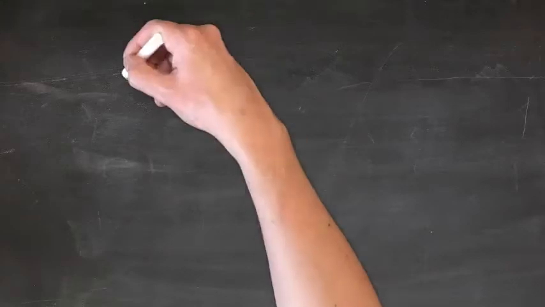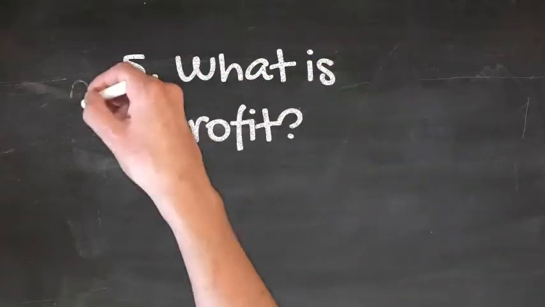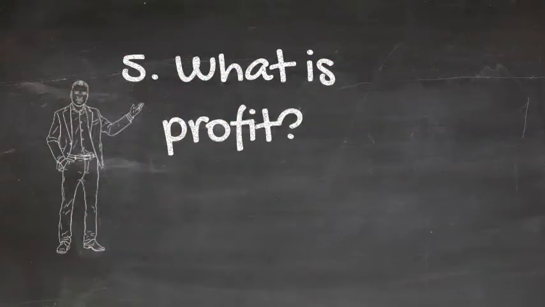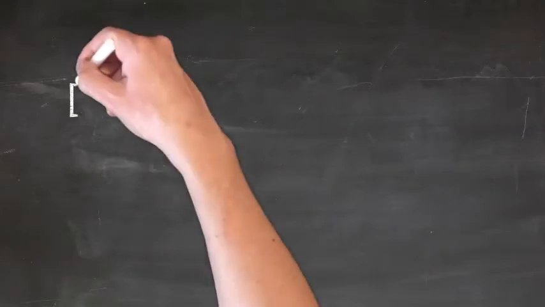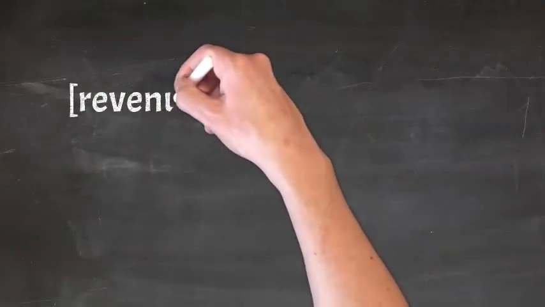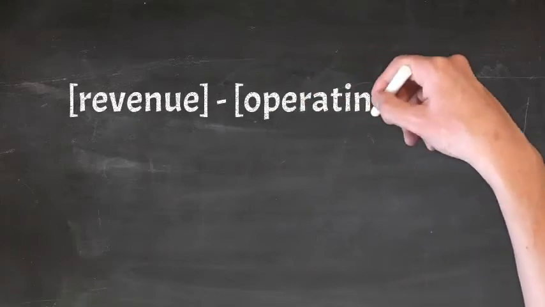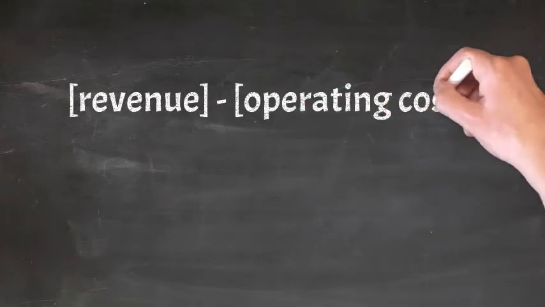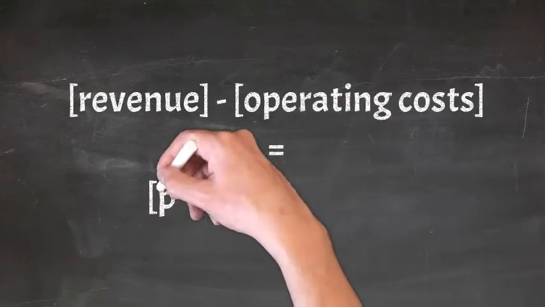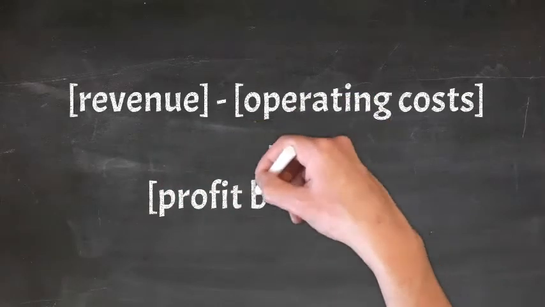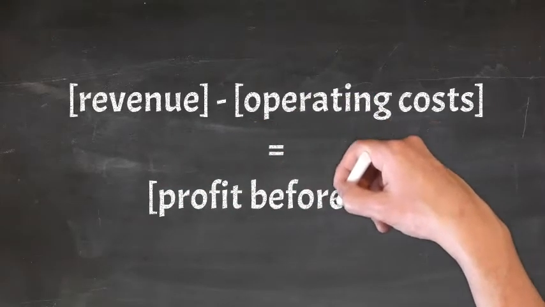The next item on our list is profit. Simply put, profit is revenue minus expenses. If the company made, say, 5,000 Rand in revenue, but it cost 4,500 Rand to run, the company only made a profit of 500 Rand.